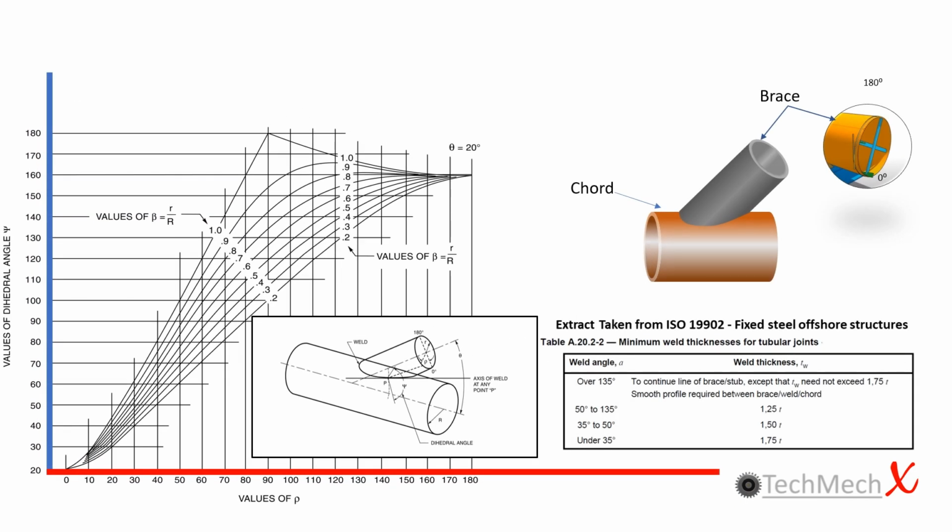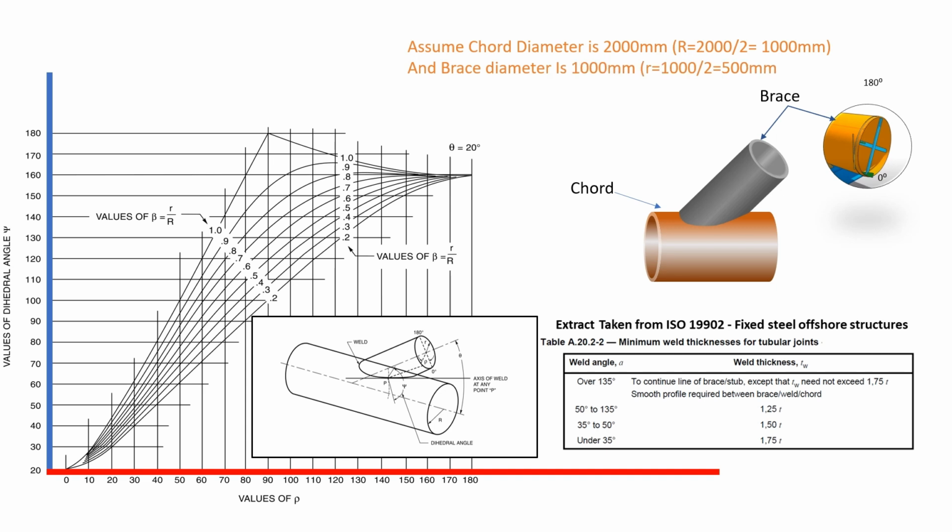Assuming the chord diameter is 2000 mm, R is 2000 divided by 2, equal to 1000, and the brace diameter is 1000 mm, the r is 1000 divided by 2, 500 mm. So the beta will be small r divided by capital R, 500 divided by 1000, resulting in a value of 0.5.